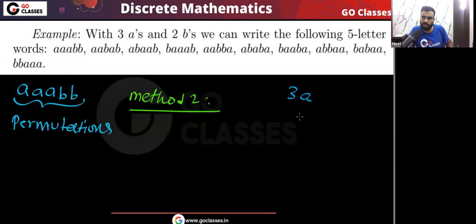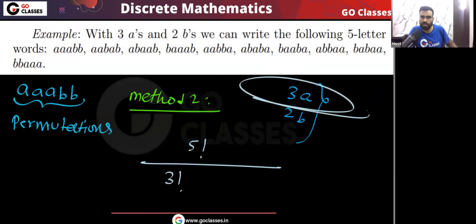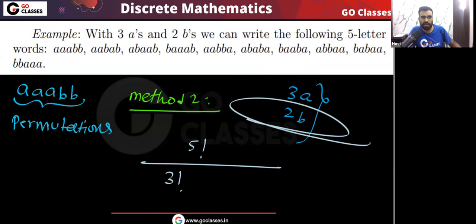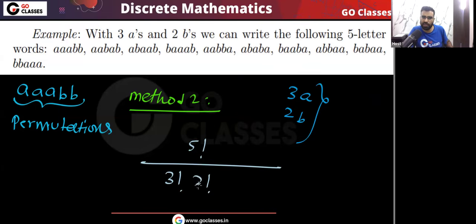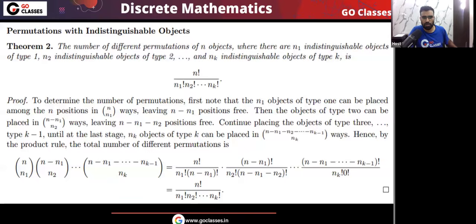You have 3 copies of A and 2 copies of B. So the answer will be the total, 5 factorial, since 5 characters are there, divided by 3 copies of the same element and 2 copies of another element. So 5 factorial divided by 3 factorial, 2 factorial. This is the formula. You can apply this formula or you can apply the method. But it is important that you understood both of them. So this is the conclusion.